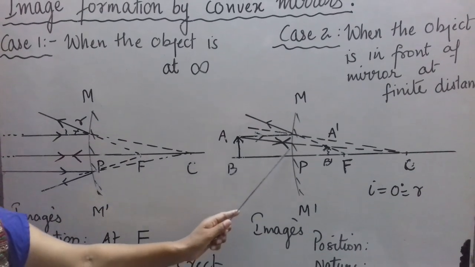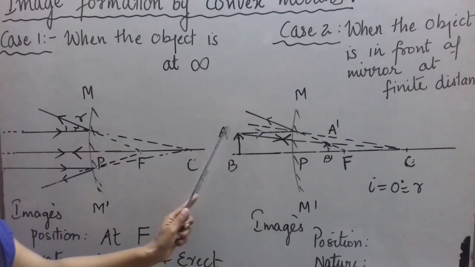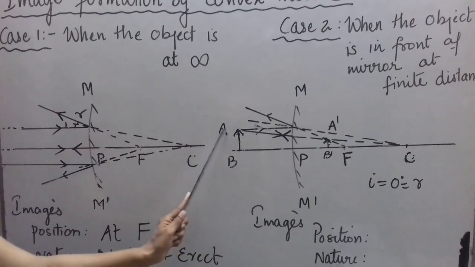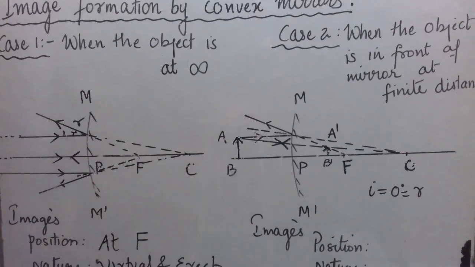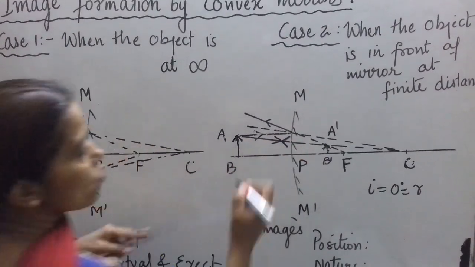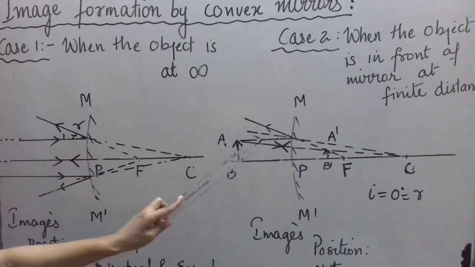Now you must have understood why I have chosen this ray, because this is a very convenient, easy ray. When we draw this incident ray, there is no need to draw the other reflected ray. You can just reverse the arrow and you can get the reflected ray. So this is a very good ray which should be chosen.